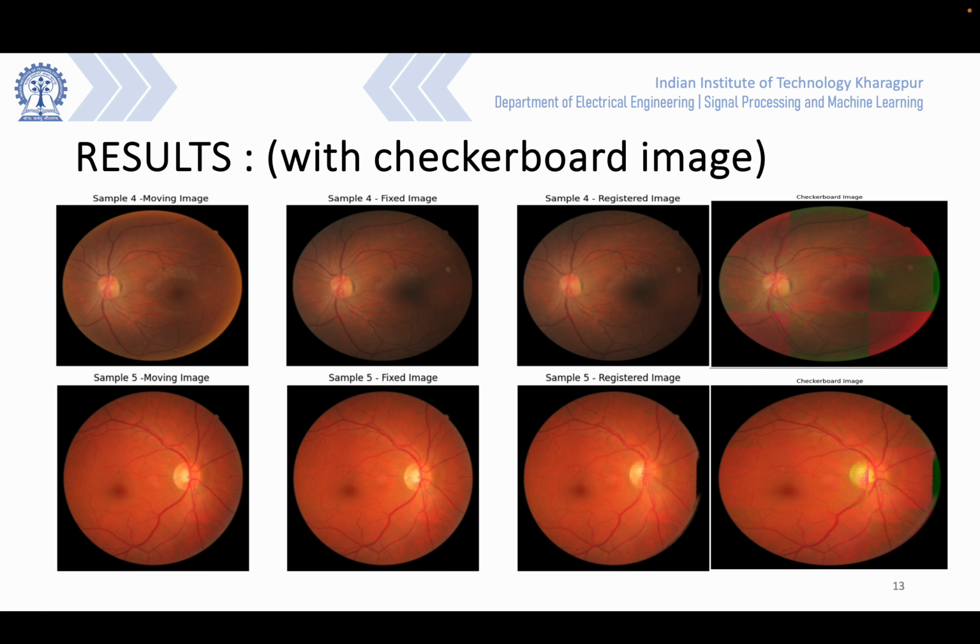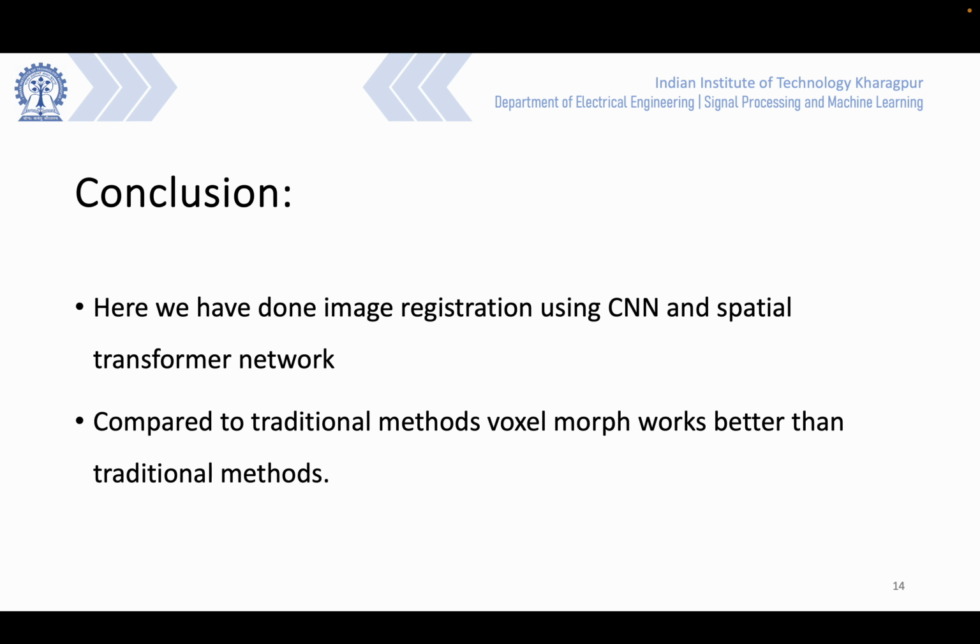And here I included the checkerboard image. The checkerboard image is a metric which can be useful for displaying the results of the image registration. Hence, what we have done here is image registration using a CNN and the spatial transform block. Compared to the traditional method, VoxelMorph works better, and the time taken is low when compared to the traditional methods.